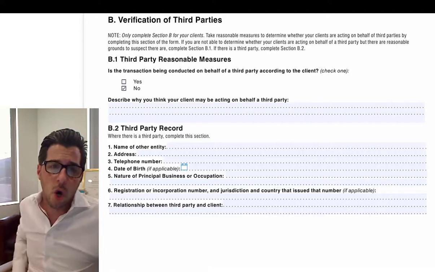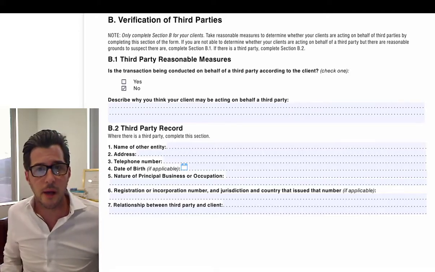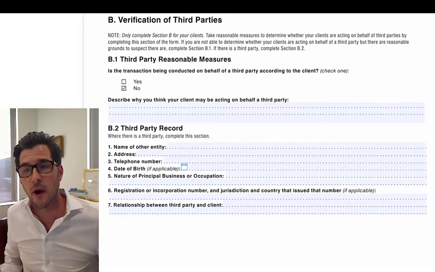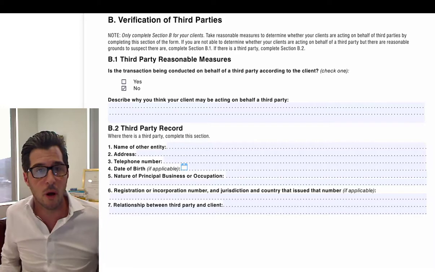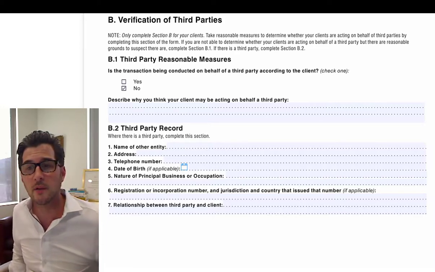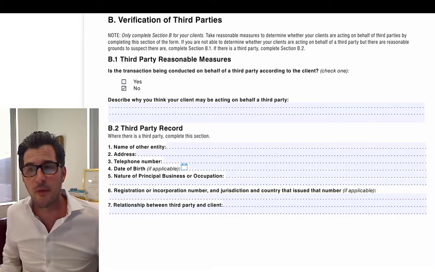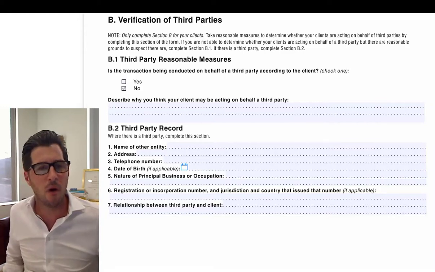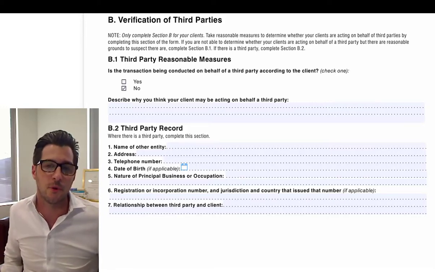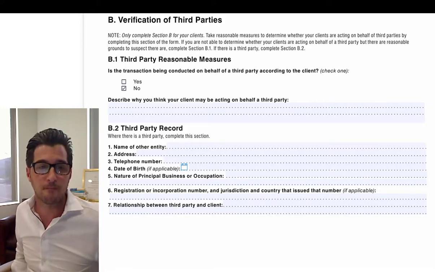So note, only complete section B for your clients. Take reasonable measures to determine whether your clients are acting on behalf of third parties by completing this section of the form. If you are not able to determine whether your clients are acting on behalf of a third party, but there are reasonable grounds to suspect there are, complete section B1. If there is a third party, complete section B2. So B1, third party reasonable measures.